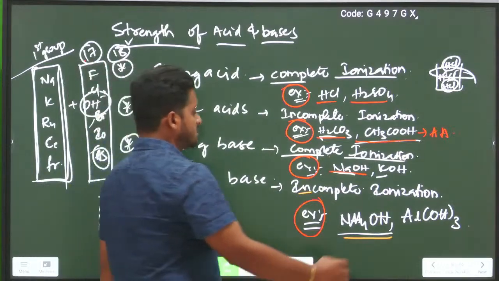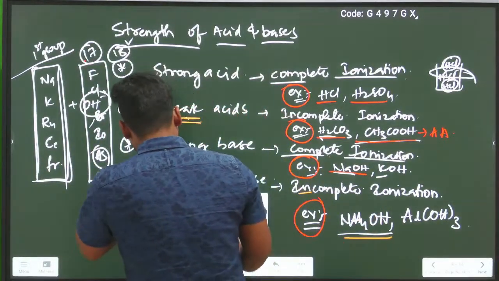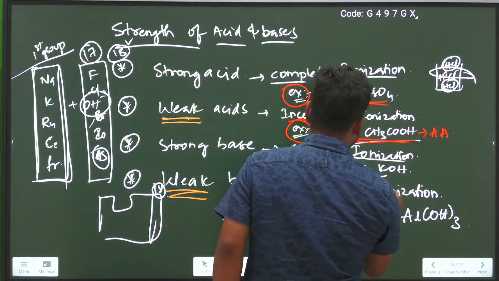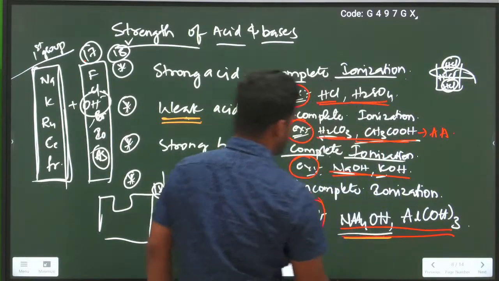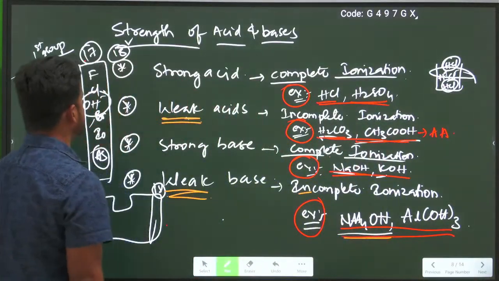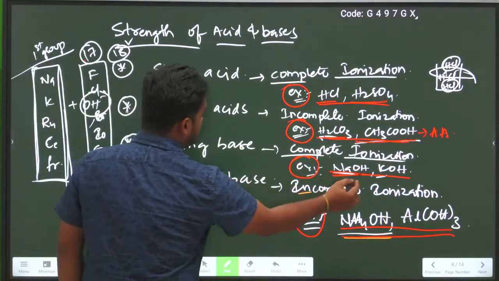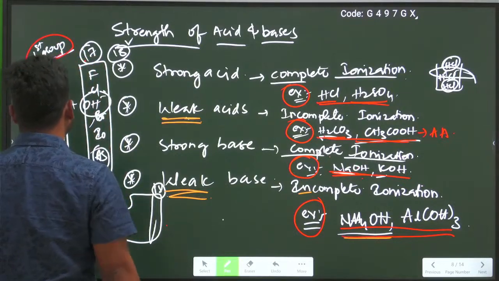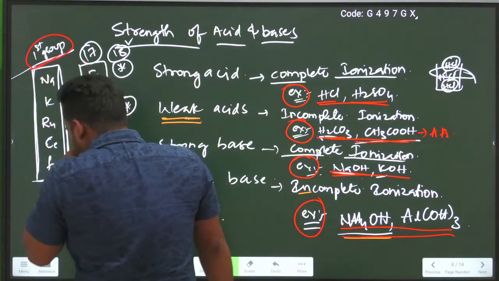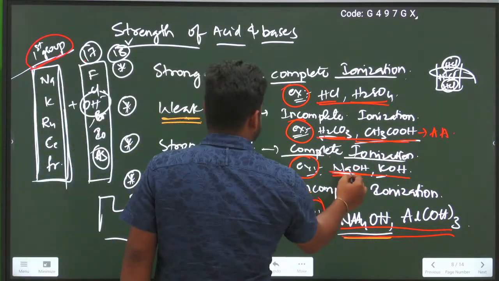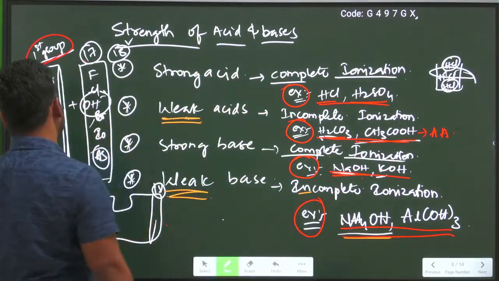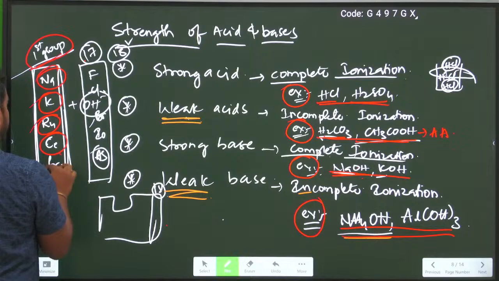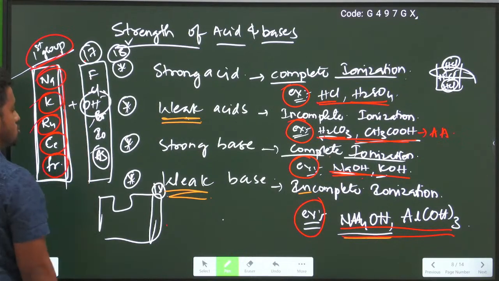So all these examples are very important. Remember these examples in this chapter, you have to learn them. And if you take NaOH, this is from the first group elements. What is that? The first group elements are Na, potassium, rubidium, cesium and francium. So all these are first group elements.